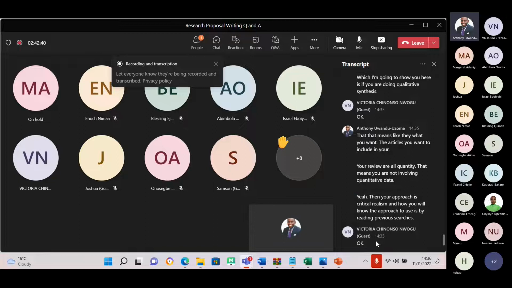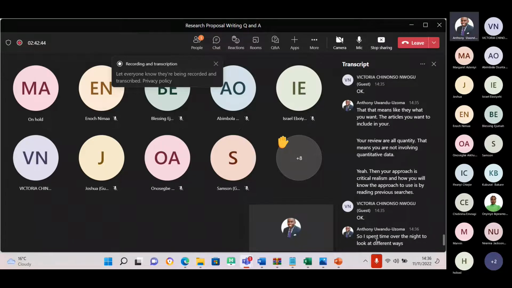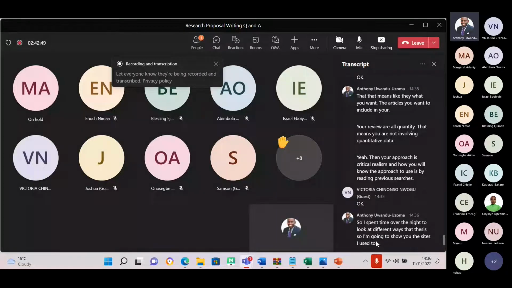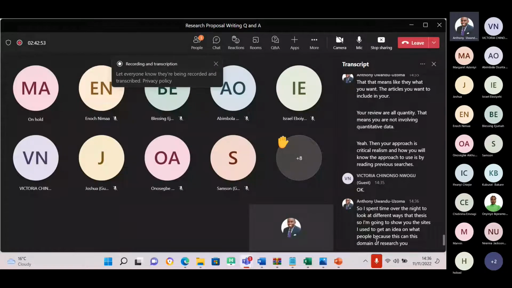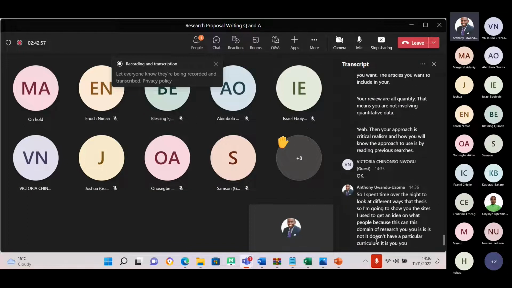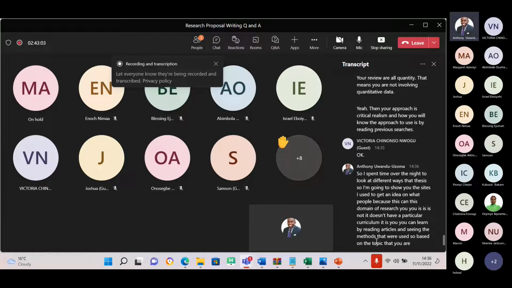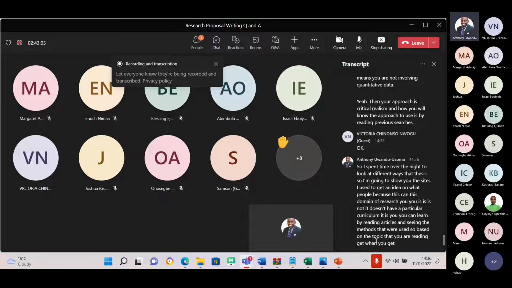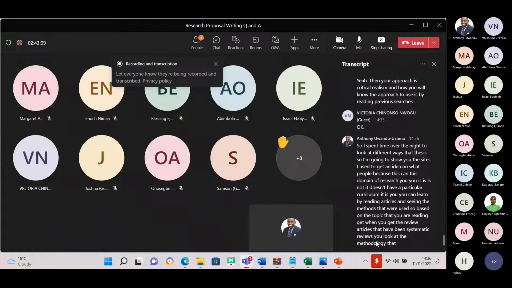And how you will know the approach to use is by reading previous research. I spent time over the night looking at different PhD theses. I'm going to show you the sites I use to get an idea, because this domain of research doesn't have a particular curriculum. You can learn by reading articles and seeing the methods that were used. Based on the topic you are reading, when you get review articles that are systematic reviews, you look at the methodology that was used.